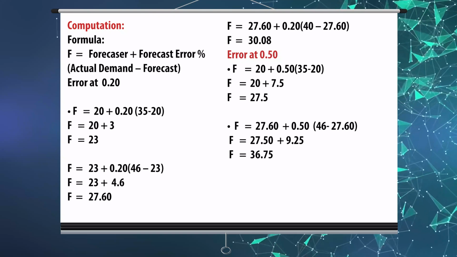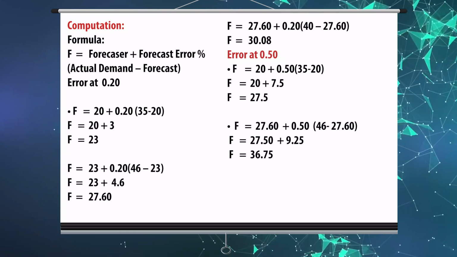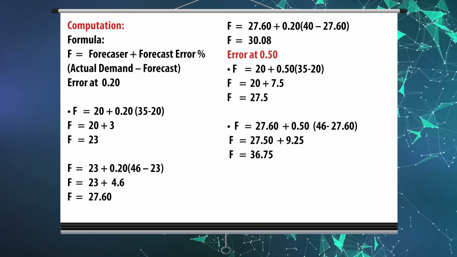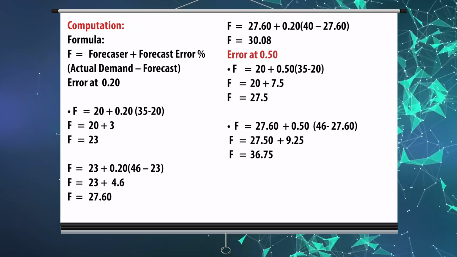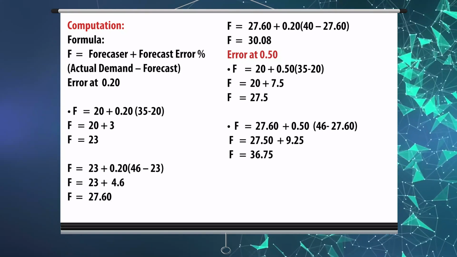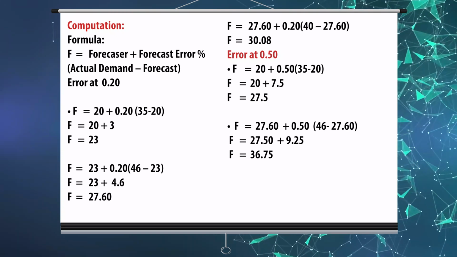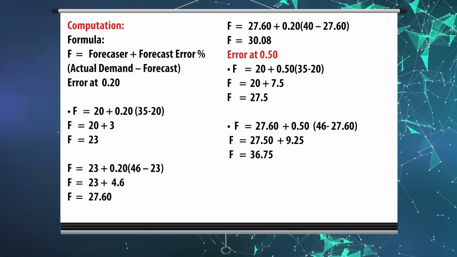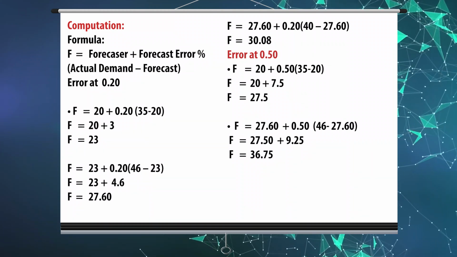If we are now going to consider alpha at 0.5 and calculate using the same formula, the values for the first computation are 35 for the actual demand minus 20. Simplifying it, we are able to get 27.5. And for the next forecast, using actual demand of 46 and the forecast of 27.60, we are able to get 36.75. The solutions are displayed in the table. You can check columns 3, 4, 5, and 6 for these values of the computations.